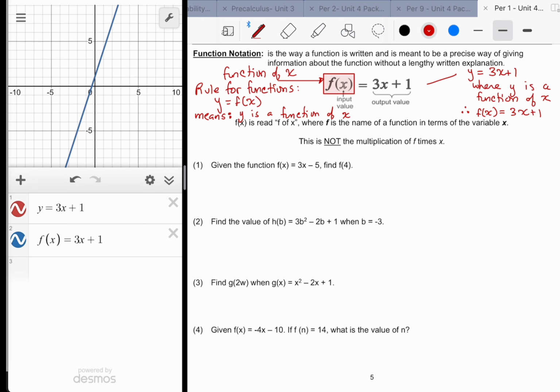So what that means is that we're eventually going to be working with situations where there's going to be more than one variable in the equation. And only one of them is going to be the one that we care about as the input.